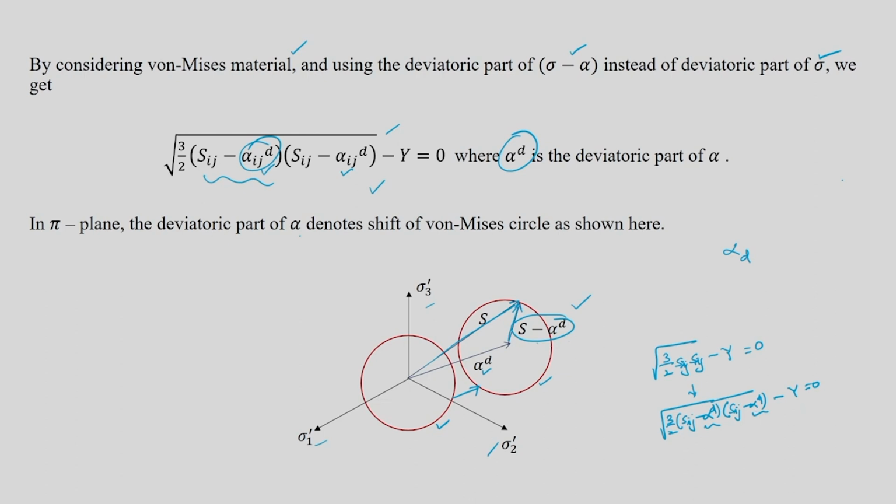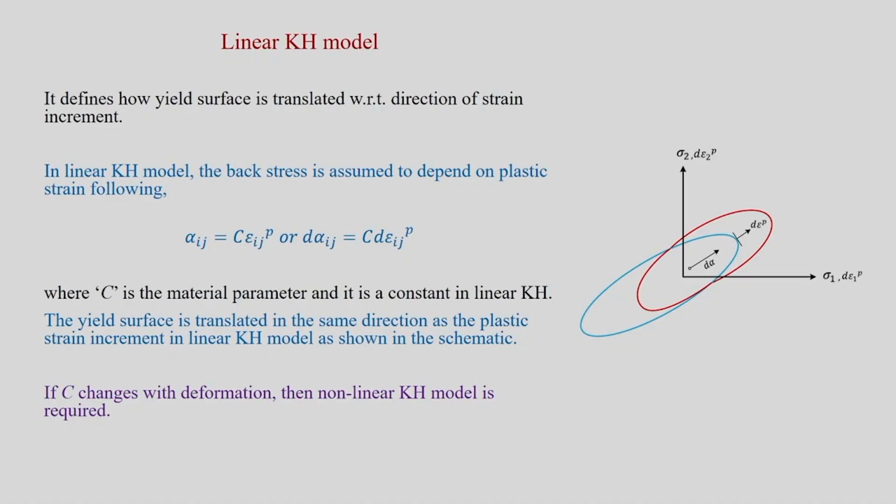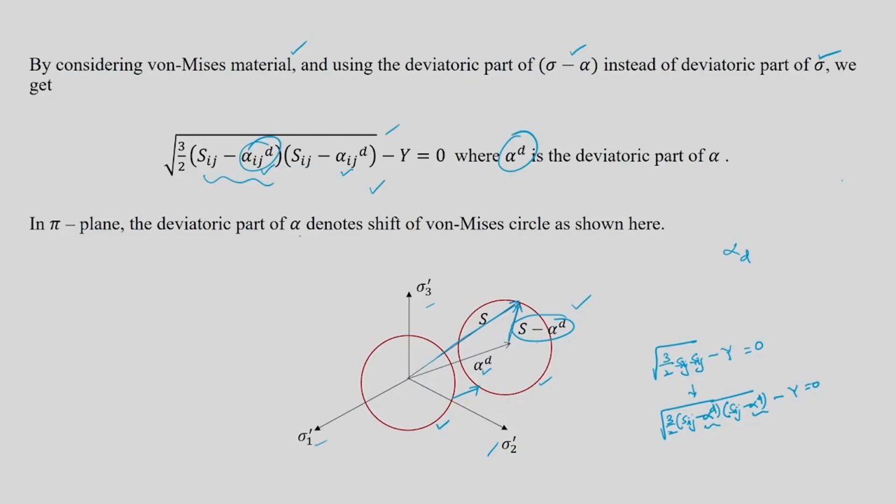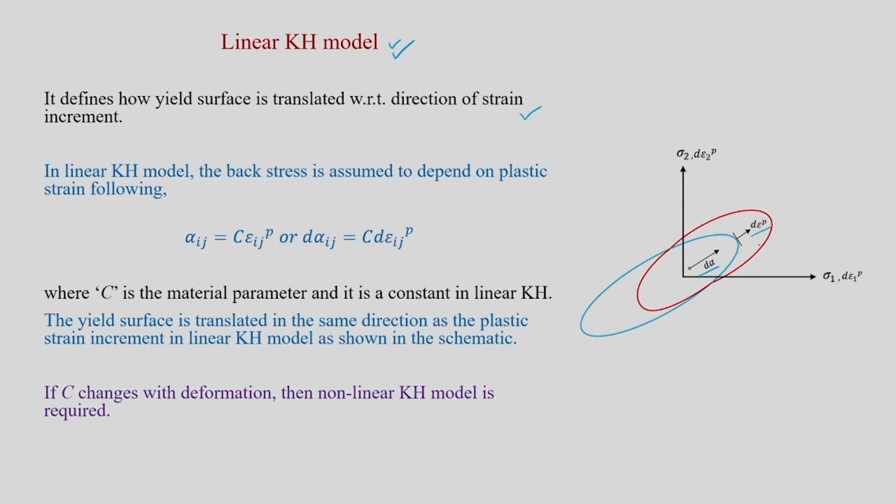That is what is written here. Of course, one can write it with respect to sigma ij also. That is another way people write. There is only one small thing that we are going to do now. We are going to see how this alpha is connected to your plastic strain increment, or the direction of plastic strain increment. This linear kinematic hardening model defines how the yield surface is translated with respect to the direction of strain increment. Suppose this is d alpha, how is it connected to the direction of d epsilon p?